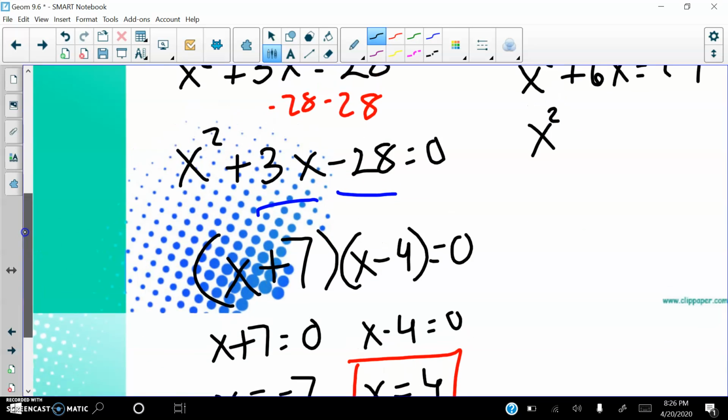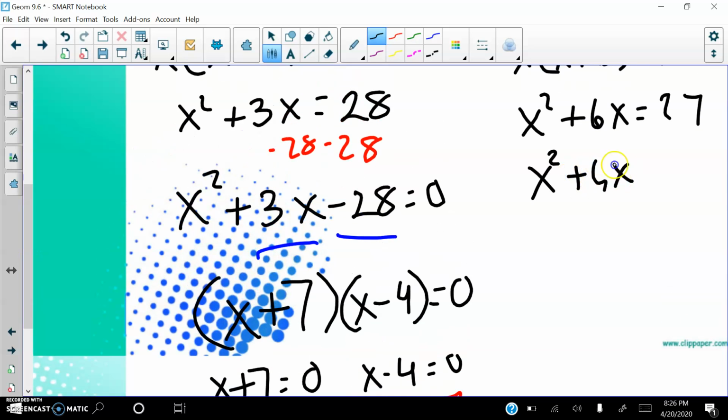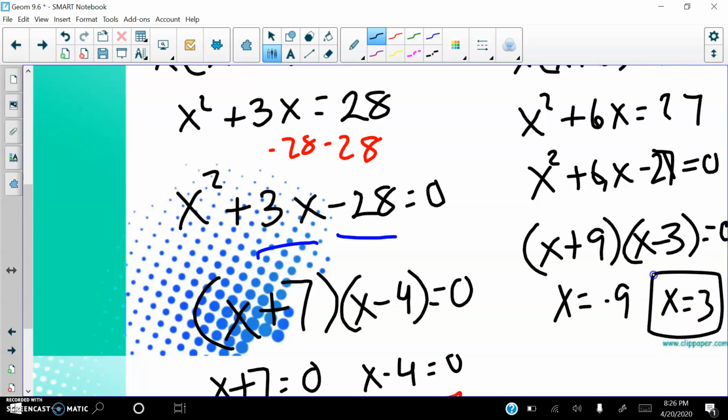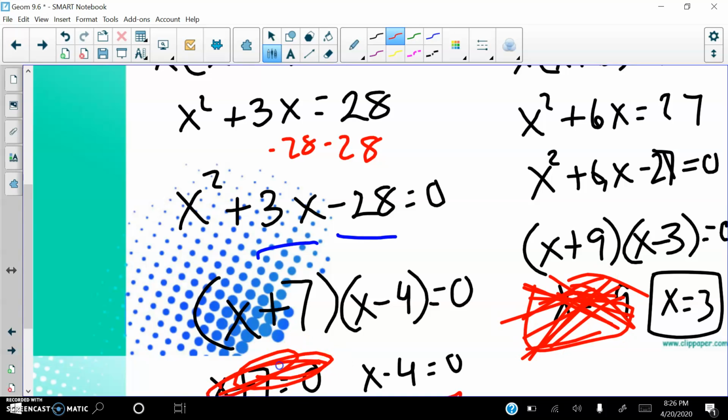x squared plus 6x minus 27 is equal to 0. I need two numbers that multiply to negative 27 but add up to 6. So I have x plus 9 and x minus 3 equals 0. So I wind up getting x is equal to negative 9, x is equal to positive 3, and go with the positive. If you pick both of these, that will be wrong. Pick the positive one.